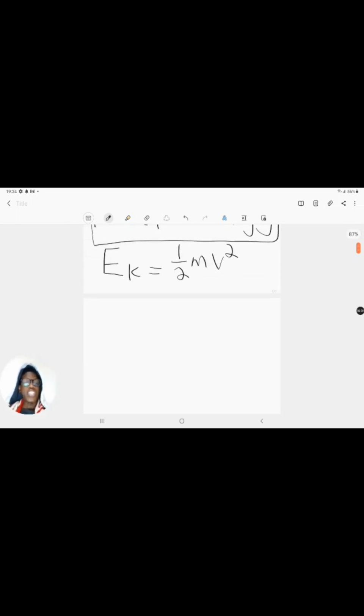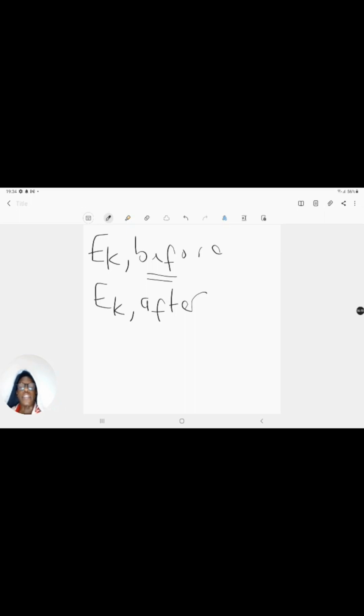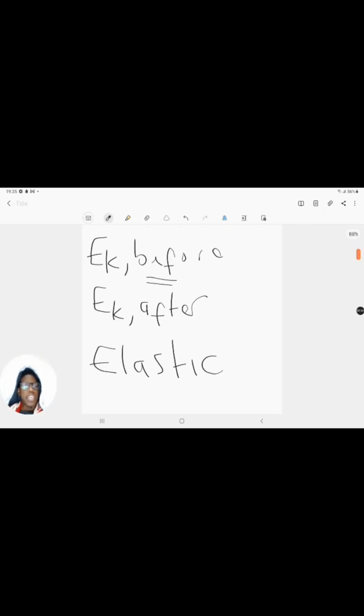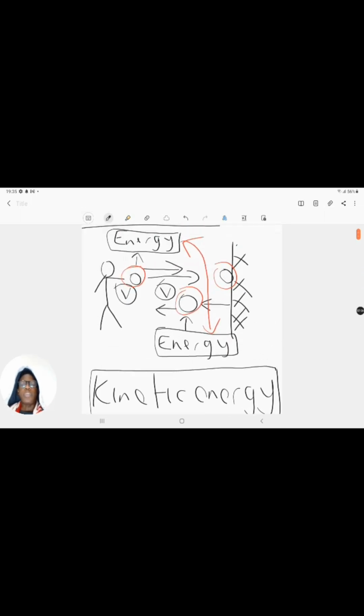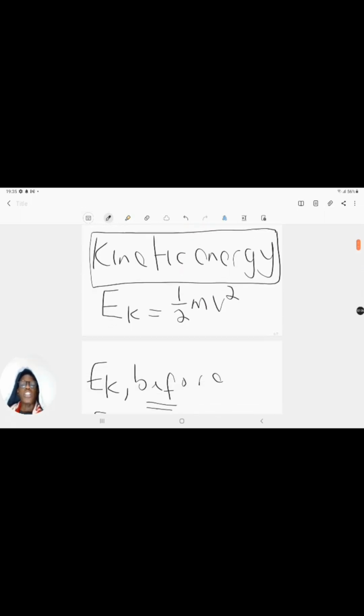So the kinetic energy of this ball is the same. You have your kinetic energy before the ball strikes the wall, and your kinetic energy after the ball strikes the wall. These two kinetic energies are exactly the same, and that is what makes your collision an elastic collision. Now, what makes an inelastic collision? You can probably guess what an inelastic collision is.